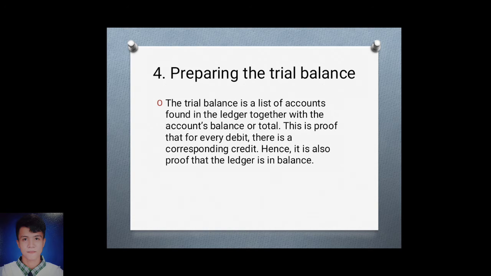So, number 4, preparing the trial balance. The trial balance is a list of accounts found in the ledger together with the account balance or total. This is proof that for every debit, there is a corresponding credit. Hence, it also proves that the ledger is balanced.